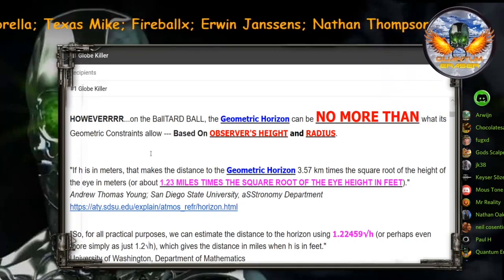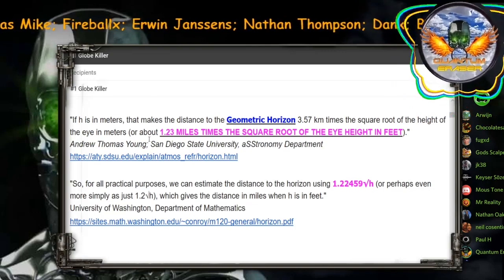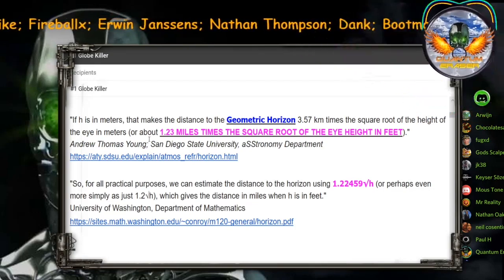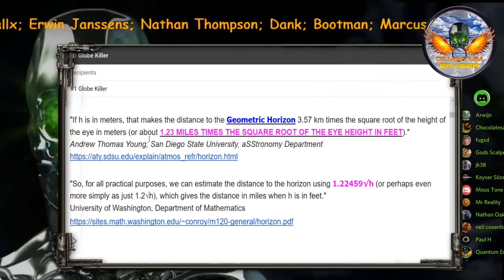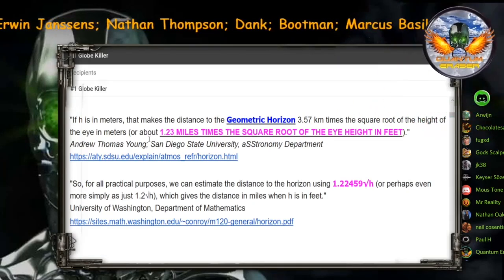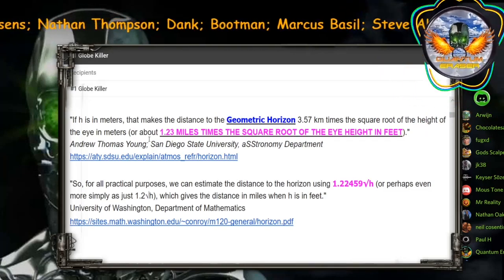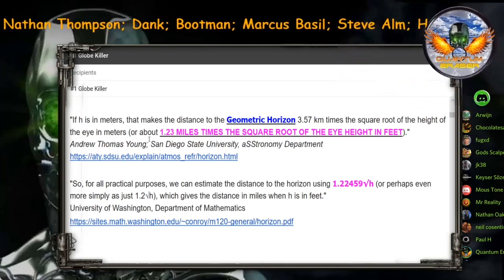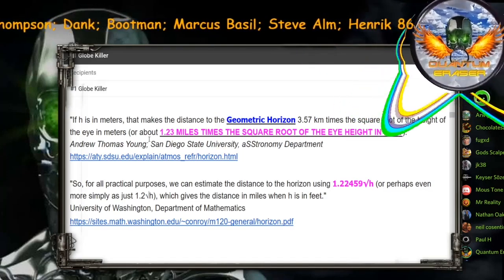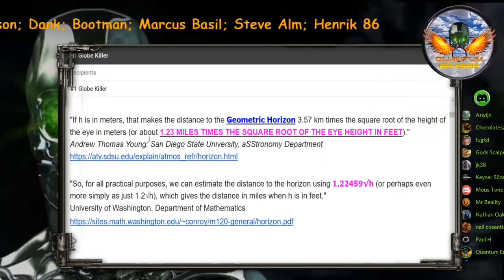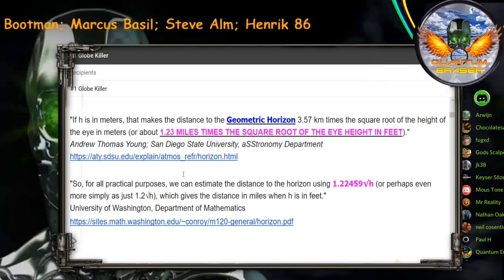in feet. So just to make sure that the subject matter expert, Andrew Thomas Young, hasn't cornered the market on simple, well-done geometry, we'll go to the University of Washington. So for all practical purposes, we can estimate the distance to the horizon using 1.22459 times the square root of h, or perhaps even more simply as just 1.2 times the square root of h, which gives the distance in miles when h is in feet. We good?